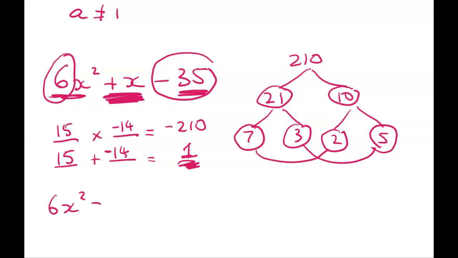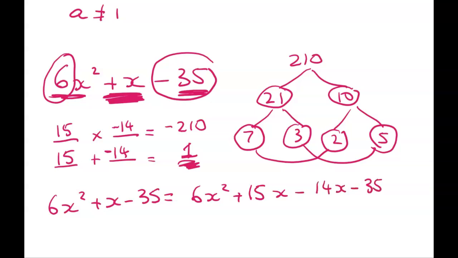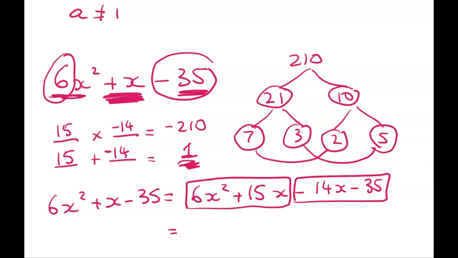So we've got 6x squared plus x minus 35 is equal to 6x squared. I can pick either of these. I'll do 6x squared plus 15x minus 14x minus 35. And now I'm going to factorize the first two terms and then factorize the second two terms. So factorising 6x squared plus 15x gives me 3x times 2x plus 5. Over here, the highest common factor is 7, so I've got minus 7 into 2x plus 5.